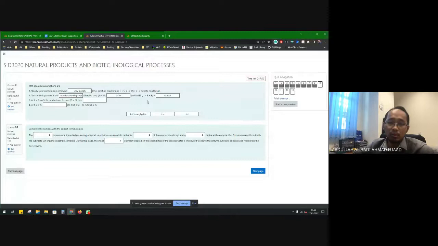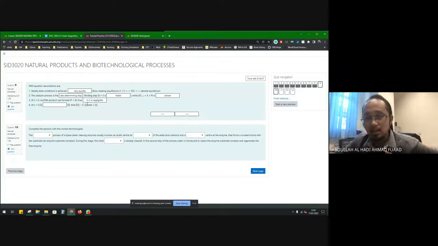Number three, at time equals to 0, no or little product is formed. So P is almost equal to 0, thus K minus 2 is negligible. What is K minus 2? If you recall again, for the Michaelis-Menten reaction, K1 is the process by which the E and S combine. K minus 1 is where the ES dissociates into E plus S, and then you have a forward arrow from ES into E and P, and a backward arrow from E plus P into ES. Therefore K minus 2 is negligible, meaning that the backward process from the product into an ES complex is negligible or zero.